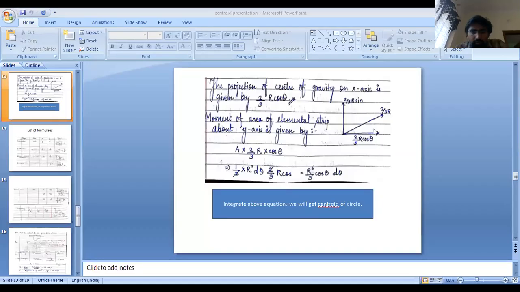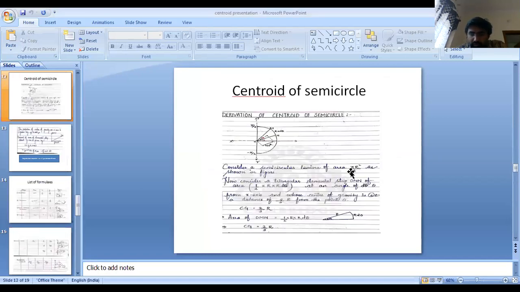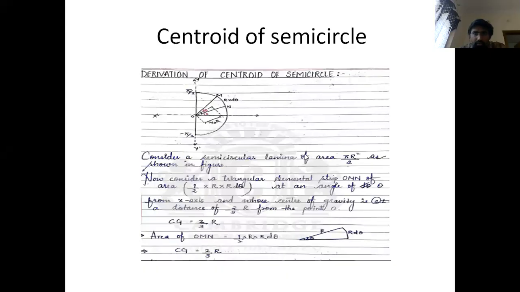In continuation with the previous one, here we are discussing the calculation of the centroid of a semicircle, where the integrations vary from minus pi by 2 to plus pi by 2. We have calculated the area of this OMN, which is equal to 1 by 2 r into d theta.